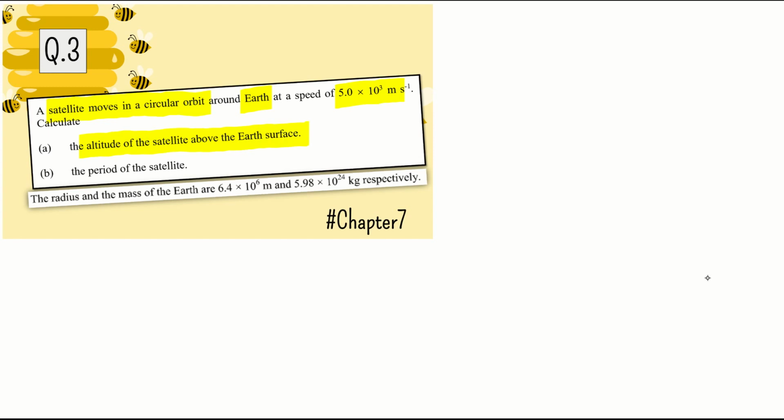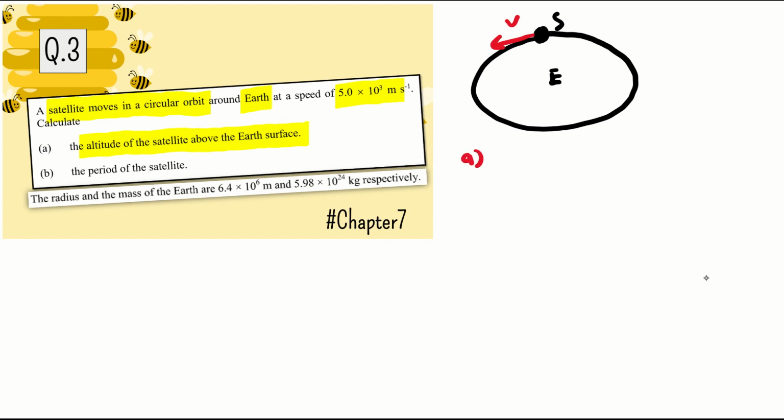So we have to always start by drawing our condition. Let's say this is a satellite orbiting the Earth. This satellite has a velocity, so this is the velocity of the satellite orbiting the Earth. For question A, we need to find the altitude. Altitude is the height of the satellite from the surface of Earth. So we want to find the height.